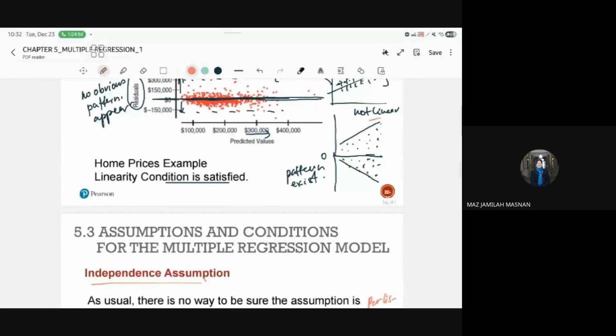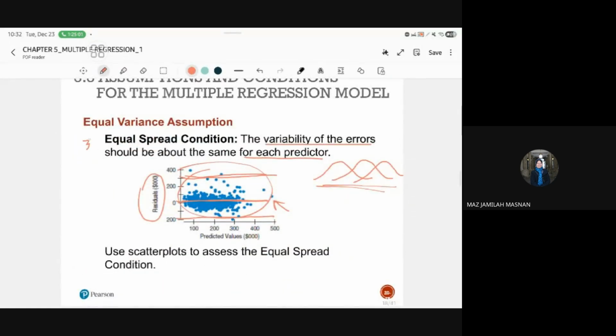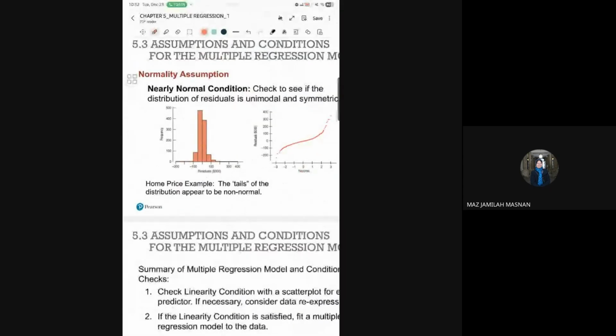Okay. Second is the independence. Third is the equal variance. And number 4 is the normality assumption. As usual, we need to make sure that our data is normal.